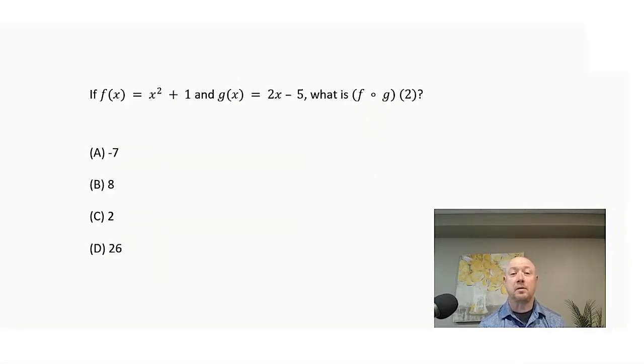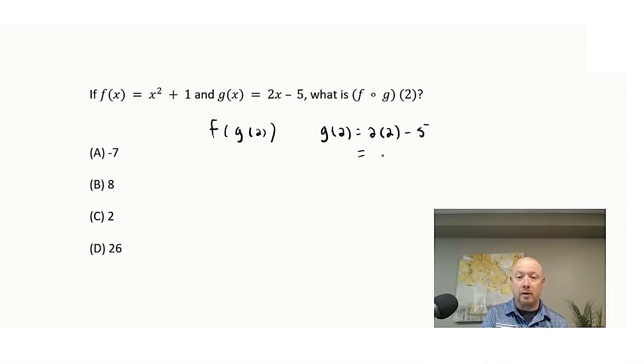If f of x equals x squared plus 1 and g of x equals 2x minus 5, what is f of g of 2? All right, so what this is called is a composite function, and f of g of 2 could also be written like this. So what's happening is g of 2 becomes the input for the function on the left, f. So the first thing we want to calculate is what is g of 2? So if we go to the g function and we plug in 2, we'd get 2 times 2 minus 5. So we would get 4 minus 5, which is -1.